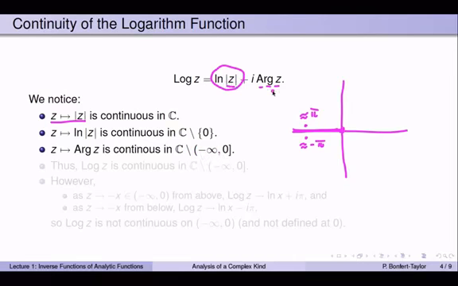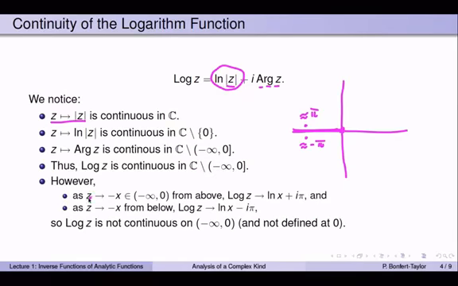Therefore, the sum of these two continuous functions is continuous wherever both are continuous. In other words, in the complex plane minus the negative real axis. However, the negative real axis is a real issue. As z approaches an x value on the negative real axis, so this is my negative x value, if you approach that point from above, the logarithm approaches the natural logarithm of the absolute value of minus x, which is x, plus i times pi, coming from above. Whereas if you're approaching this point from below, the logarithm approaches the natural logarithm of x minus i pi.